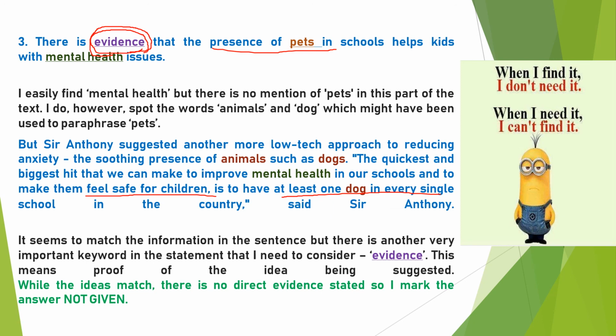Do not go for true, because for true, each and every word, each and every synonym should match with your paragraph. But even if one piece of information is missing between the question statement and the paragraph, then be clear that you have to write not given. Okay, so these are a few tips which I would like to share with you, so that you get a clear idea on how to solve this true, false, not given of your IELTS exam.